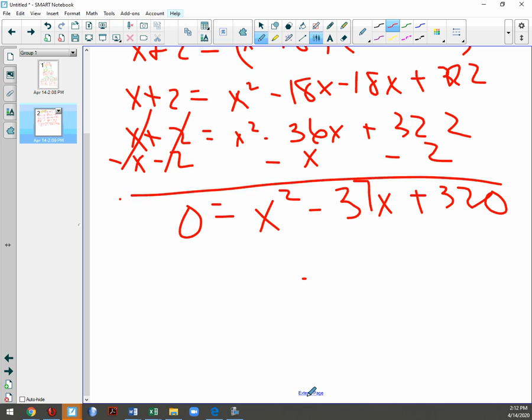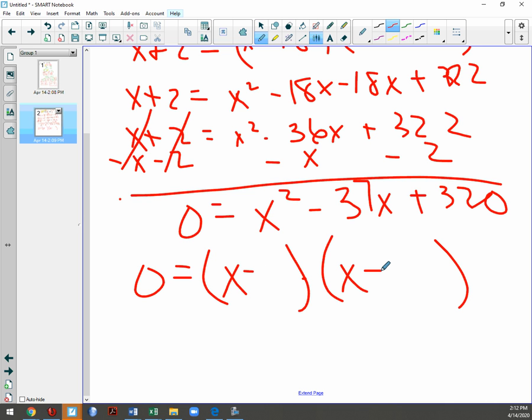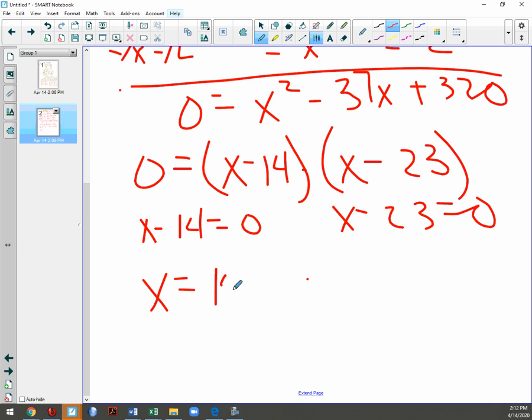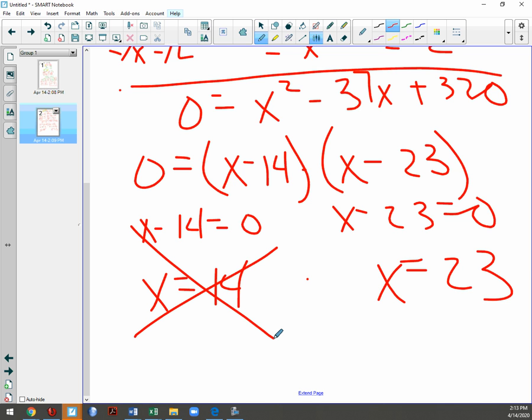Factors of 320 that are going to give you 37 is going to be x and x, minus minus, and we're going to have a 14 and a 23. So x minus 14 is equal to 0, and x minus 23 is equal to 0. So x is equal to 14, and x is equal to 23. When you plug these into the calculator, you're going to get that x equals 14 does not work, and that x equals 23 is the only one that does work.